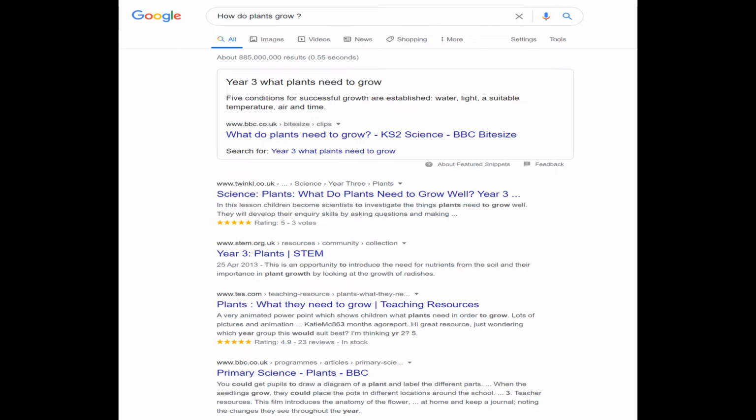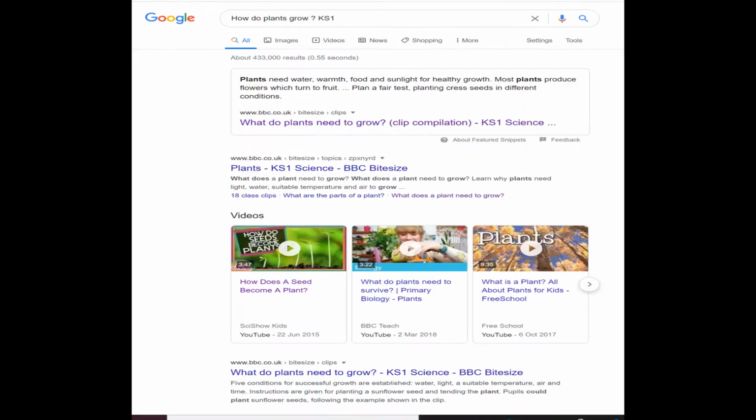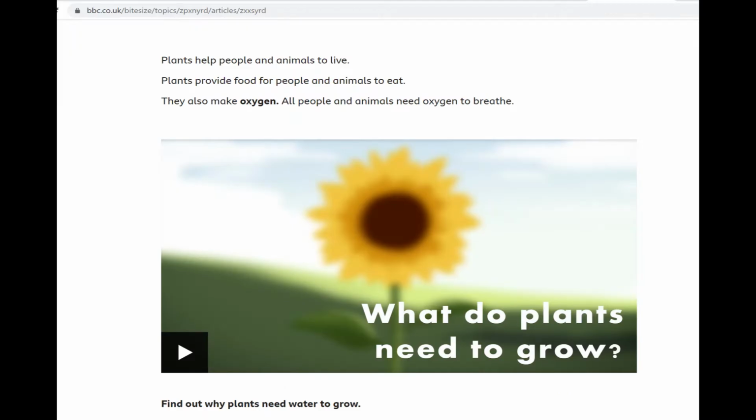First, I typed in the words grow and plants. However, I wanted to make my search more accurate, so I typed in the question, how do plants grow? I also then added the words KS1, which means Key Stage 1, so the information that I find will be suitable for Key Stage 1 children. I clicked on the website and found there was information and videos about how plants grow. And I wondered, how could I record this?